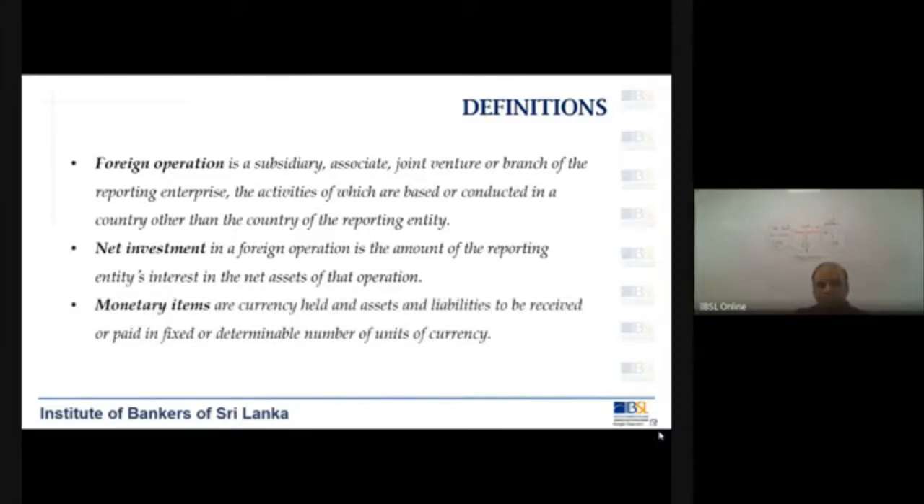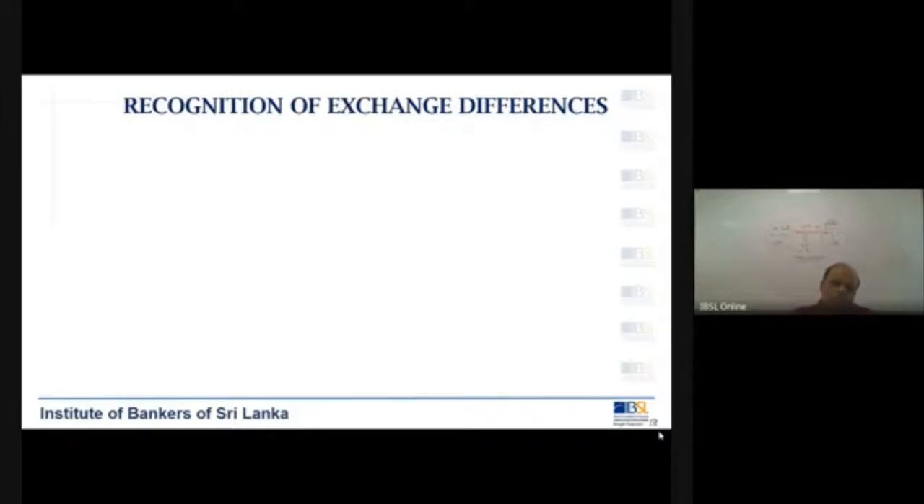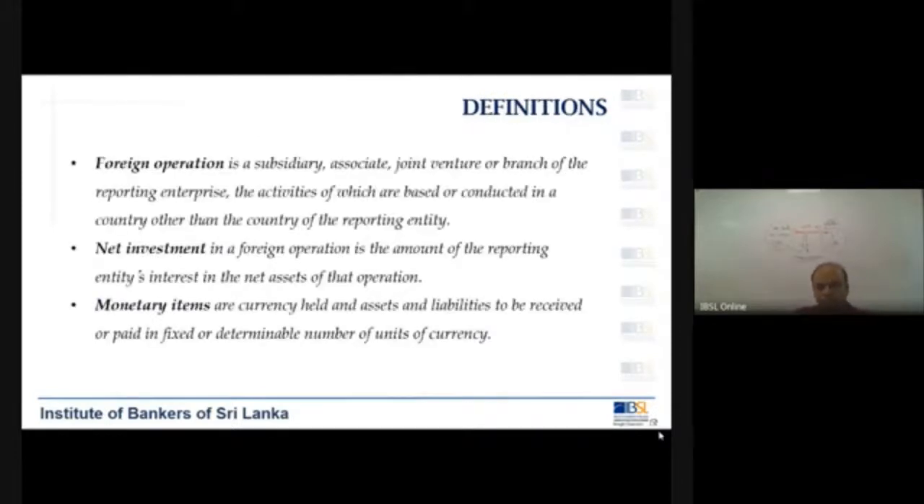Monetary items. Monetary items are currency held and assets and liabilities to be received or paid in fixed or determinable number of units of currency. So if you look at your balance sheet, there could be various types of assets we looked at initially. Out of these assets, wherever it involves currencies, that is known as monetary assets, which includes anything to be received or paid. But anything not of that kind is known as non-monetary items.